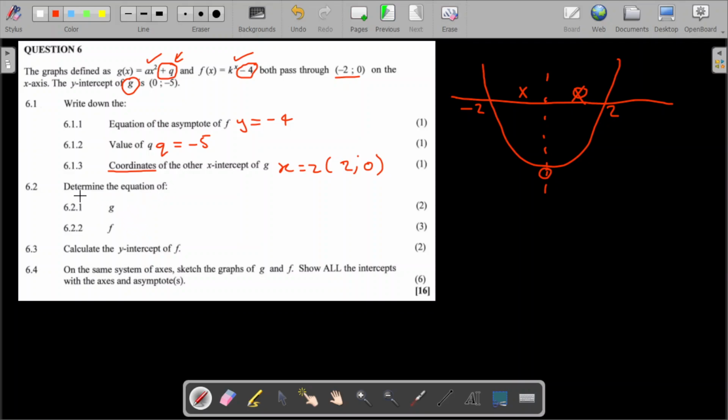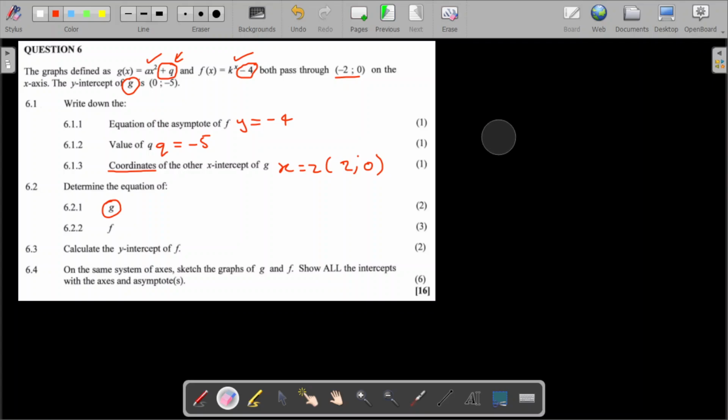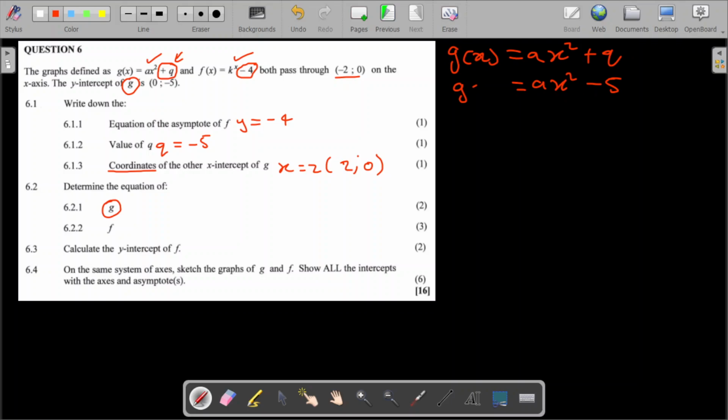Now, going to determine the equation of g. Remember, my g is this graph, which is my parabola graph. So now I need to write down what I have, so let me find a space here based on that graph. I know that g(x) = ax² + q. Remember, we know q now, that is −5. So g(x) = ax² − 5.